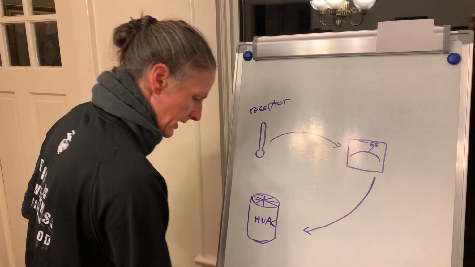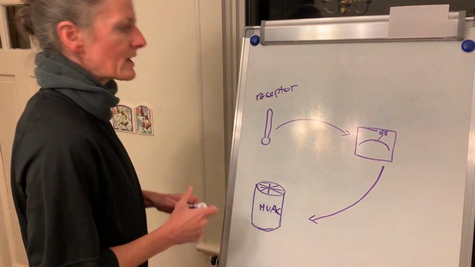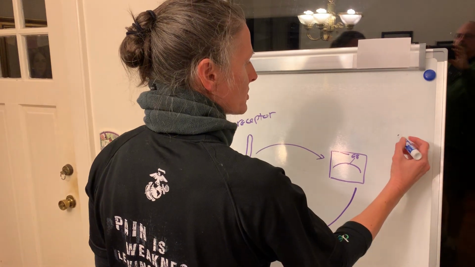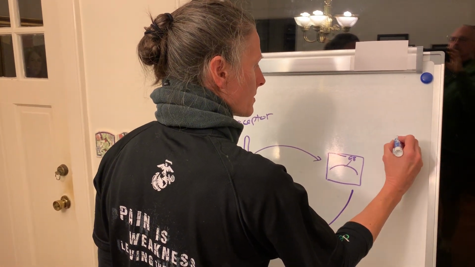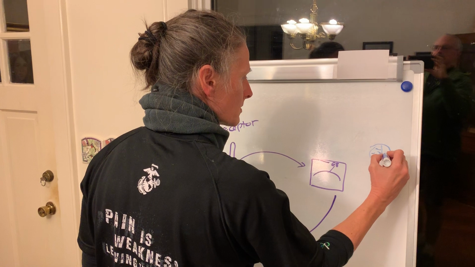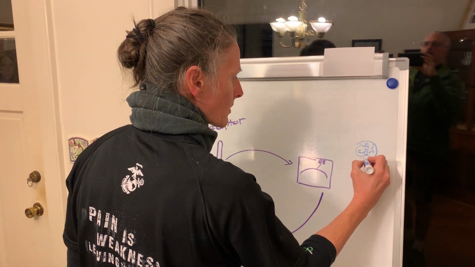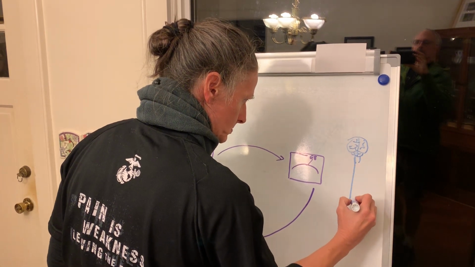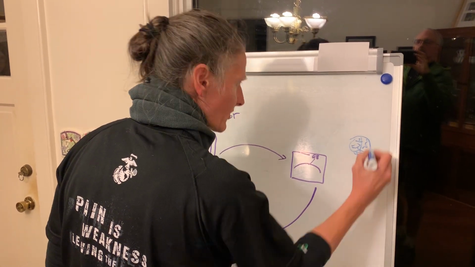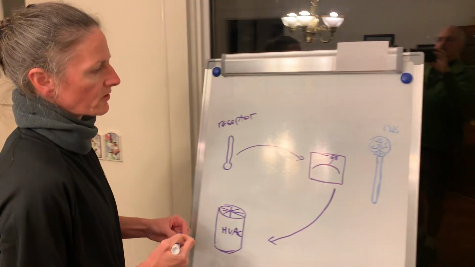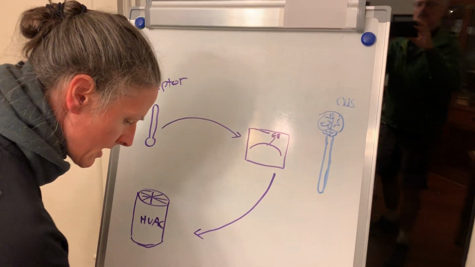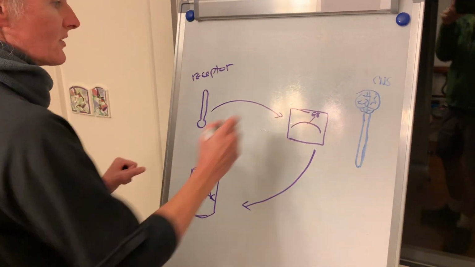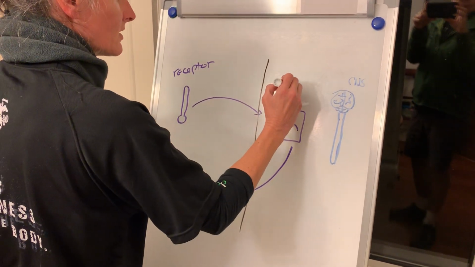So basically what we have is a central regulatory unit, which is very similar to our central nervous system, which is made up of the brain and the spinal cord. So this is our CNS, or central nervous system. And we can make the analogy that this is very similar to our thermostat in the example. So this is our CNS.